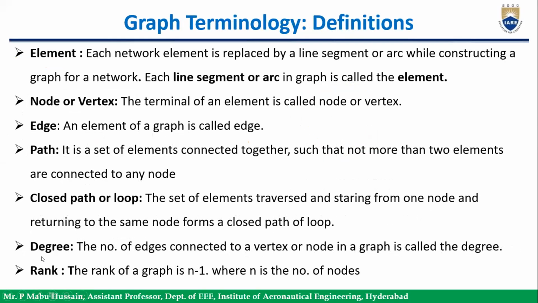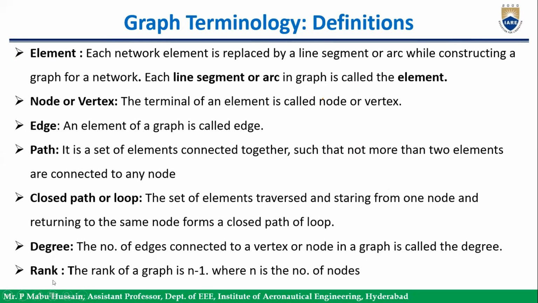Okay, right. So then what is the degree of the node? The degree of a node is nothing but the number of edges connected to a node or vertex. So now if you see the same example as before, how many elements are connected to a particular node? The number of edges which are connected to the node is called the degree.